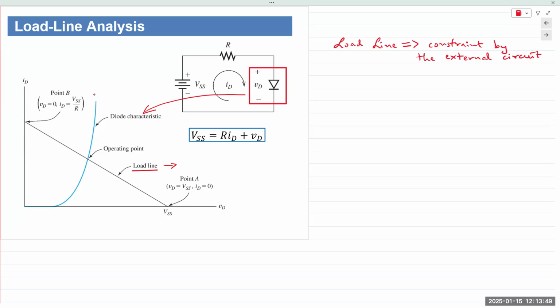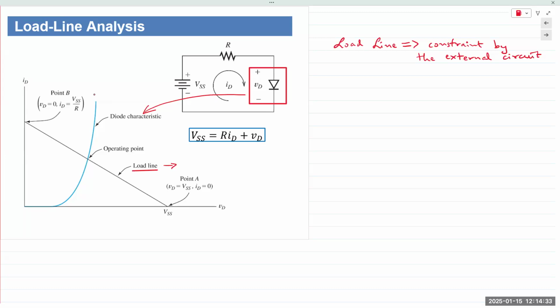To typically solve circuits using the load line method, we would have an equation for the device characteristic. In this case, it would be the diode equation. So we have one equation, but we have two variables, diode voltage and diode current. If we want to find the diode voltage and the diode current, we would need two equations because we need to solve for two variables. So one equation will be the diode characteristic. The second equation we would generate from circuit analysis of the external circuit.